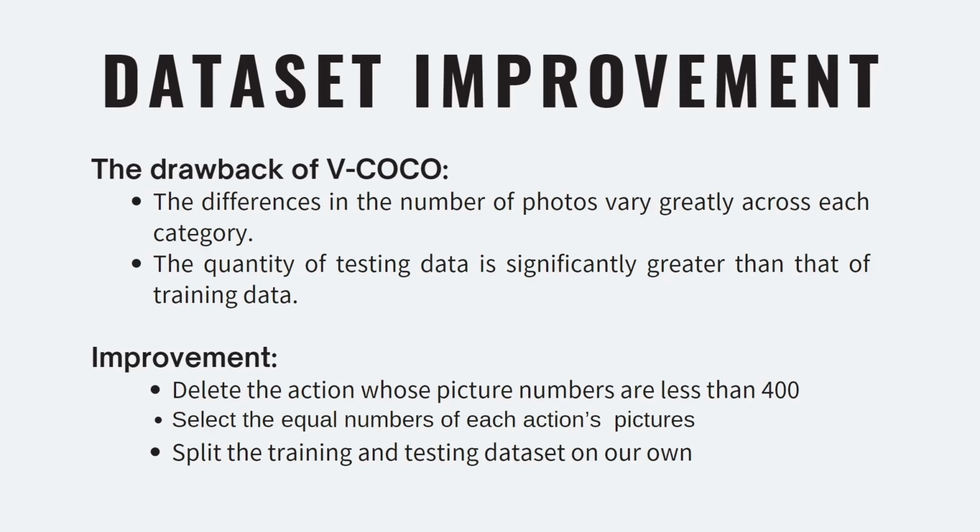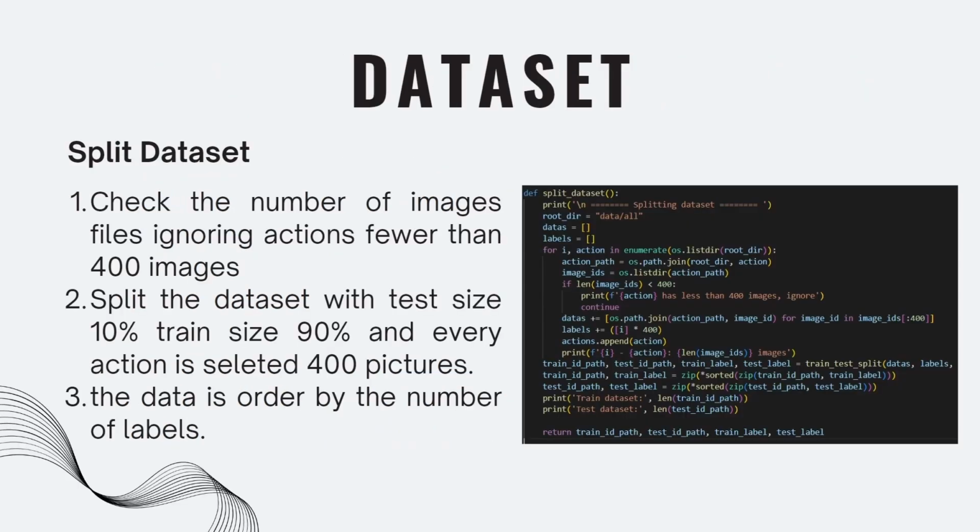In order to solve these problems, we have done some improvements. At the beginning, we delete the actions whose picture numbers are less than 400. Next, we select equal numbers of pictures for each action. Finally, we split the training and testing dataset on our own. And our usage of the split dataset is like the code.